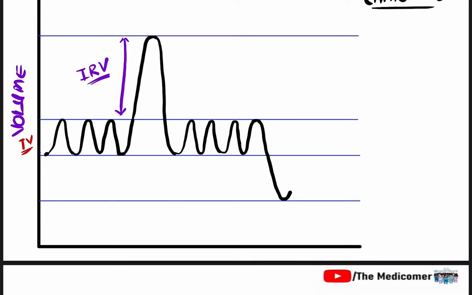So this is the point that the person is going to reach. Up to this point, the person first expires the normal tidal volume, then this is the additional amount that the person expires. The person cannot go beyond this point. Now this additional volume is called the expiratory reserve volume.